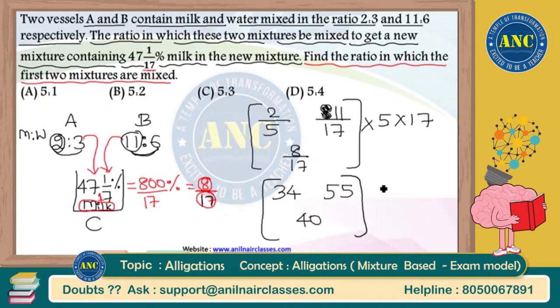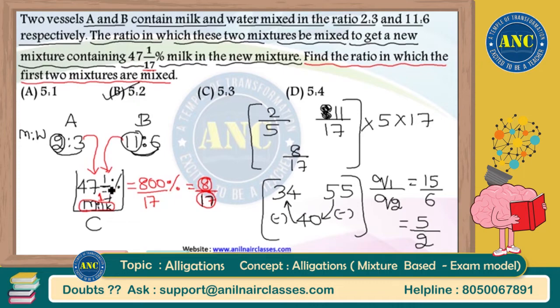In what ratio are they mixed is the question. Q1 by Q2 is nothing but P2 minus P, 55 minus 40, it is 15, divided by P minus P1, 40 minus 34, it is 6. Again you can further simplify it as 15 is 3 into 5. 6 is 3 into 2. Answer for this question is 5:2. I hope the idea is very clear for you.